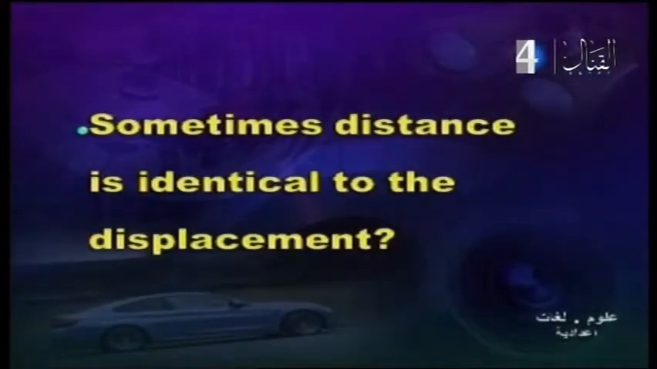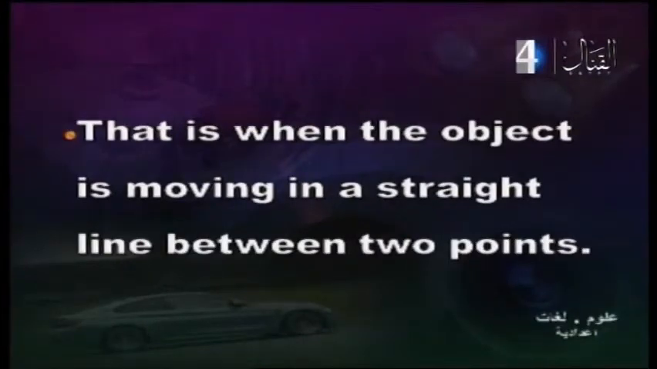Sometimes distance is identical to displacement. Okay, of course we know that distance is the actual path covered by the object, and displacement is the shortest straight line between two points. When is distance identical to displacement? Try to think. Excellent. That is when the object is moving in a straight line between two points. In this case, distance will be equal to displacement. Don't forget, distance is a scalar quantity while displacement is a vector quantity.